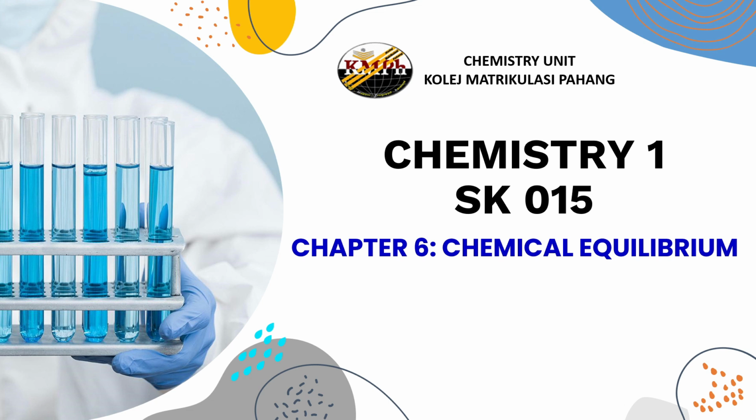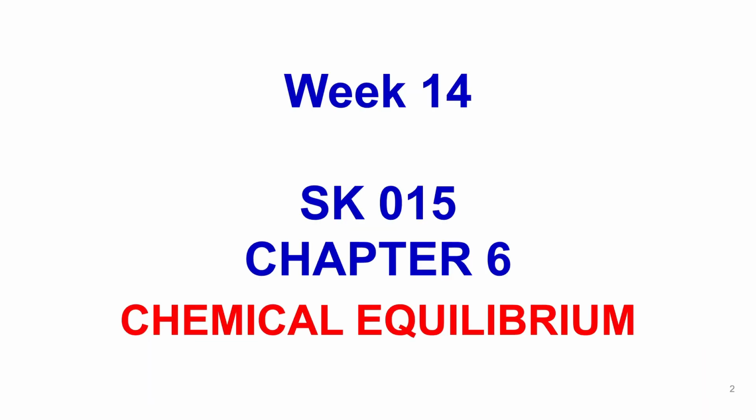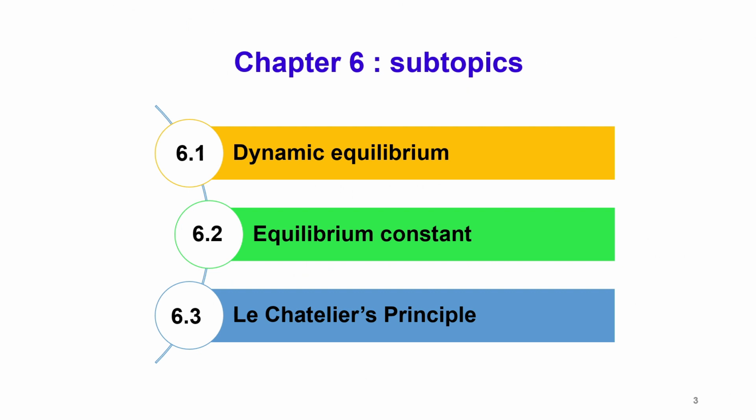So in this video, we are going to continue our lesson in chemistry, chapter 6, chemical equilibrium. Chapter 6 consists of three parts: 6.1, 6.2 and 6.3. In this video, we are going to discuss 6.1 dynamic equilibrium and 6.2 equilibrium constant.